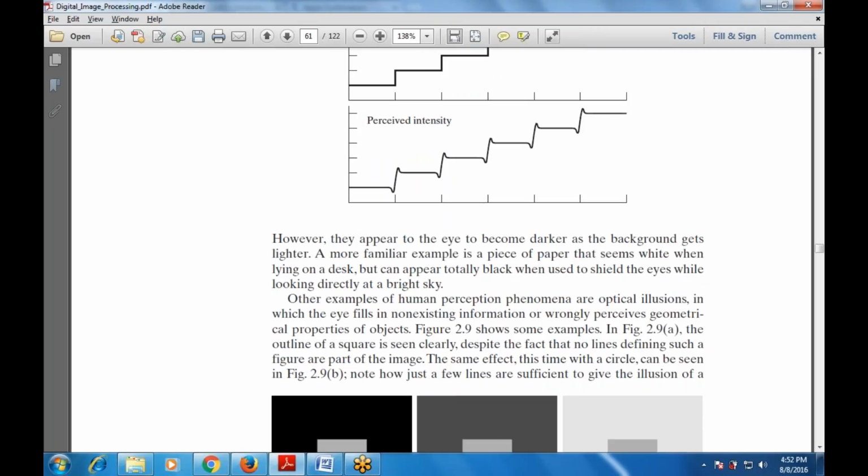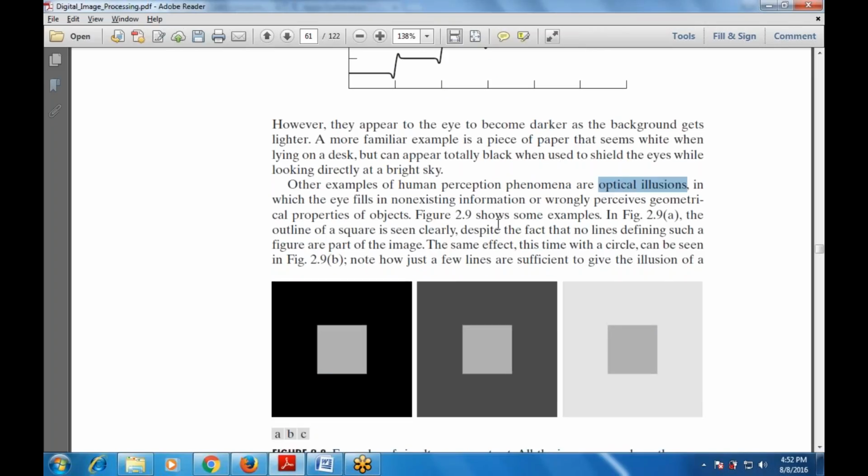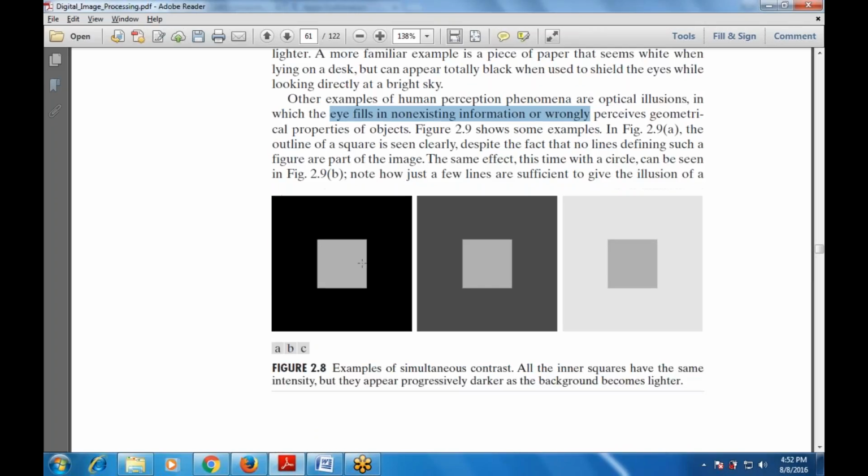Now, other examples of human perception phenomena are optical illusions in which the eye fills in non-existing information or wrongly perceives geometrical properties of the object. For example, figure 2.9 shows some examples. In the first figure, there is the outline of a square in a black color. The same effect, this time within a circle, can be seen. That gives the illusion.